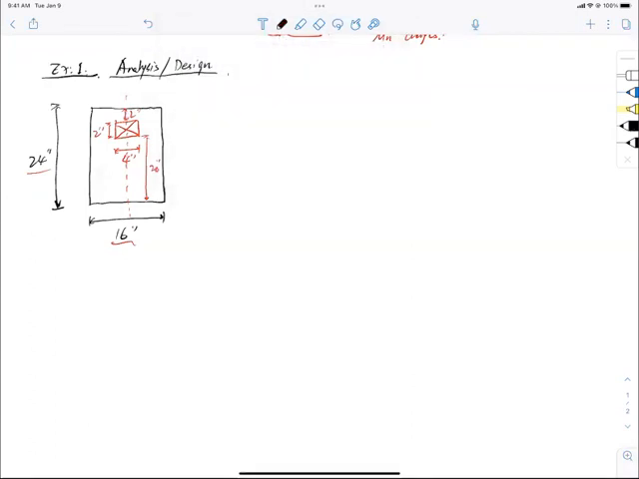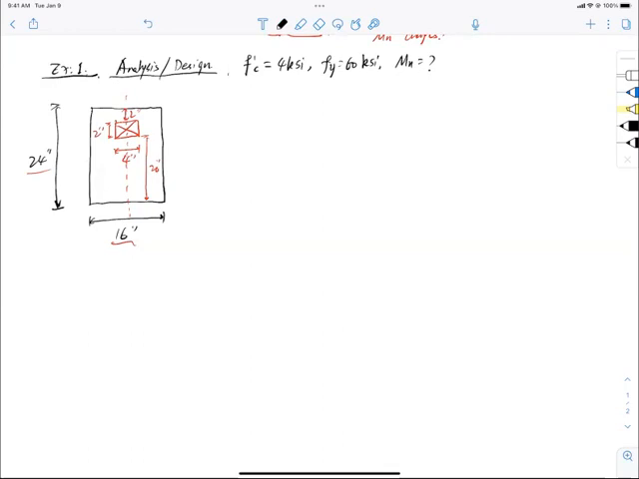So for all we know, the concrete compressive strength f'c is 4 ksi, normal-weight concrete, pretty standard. The yield strength is 60 ksi. We're trying to find out Mn. What is my Mn? And so what to do?